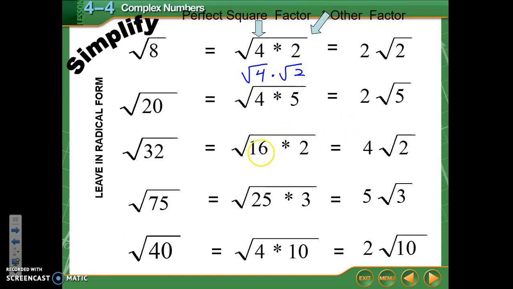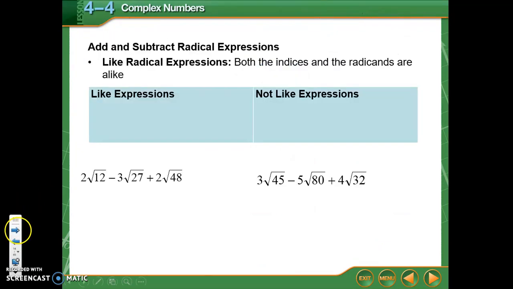The square root of 32. 32 is 16 times 2. The square root of 16 is 4, and the 2 stays underneath the square root. 75 is 25 times 3. The square root of 25 is 5. 3 stays under the square root. And then 40 is 4 times 10. The square root of 4 is 2. And the 10 is not a perfect square, so it stays under the square root.